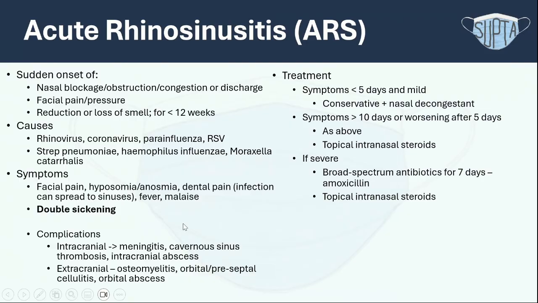And then complications are quite serious as well. So you have intracranial complications like meningitis, cavernous sinus thrombosis, intracranial abscesses, and then extracranial tends to be like osteomyelitis and then cellulitis, things like that.